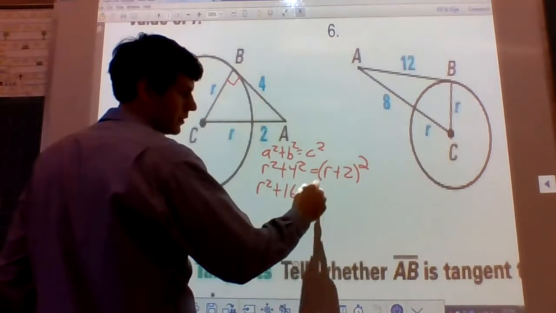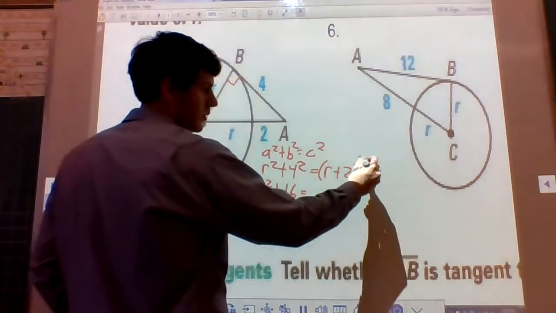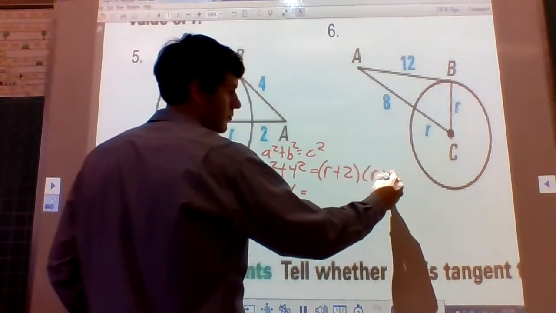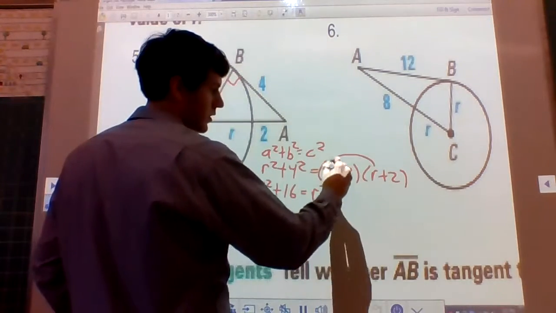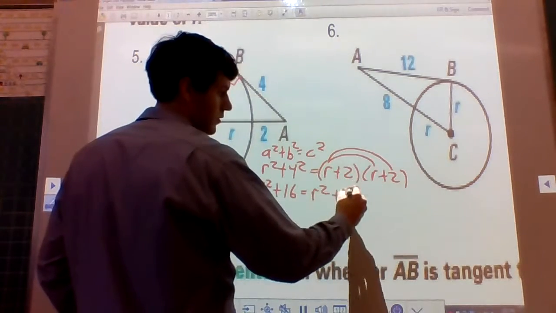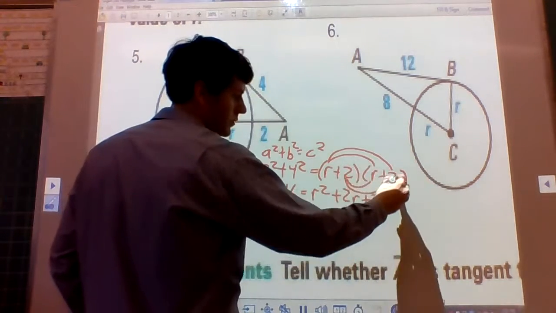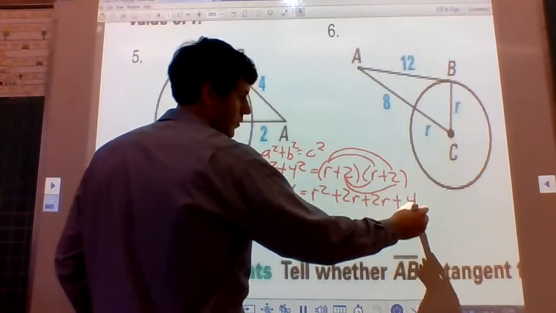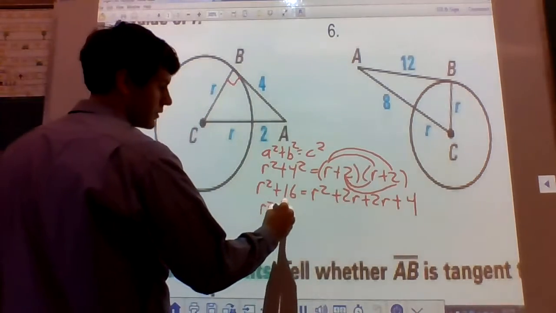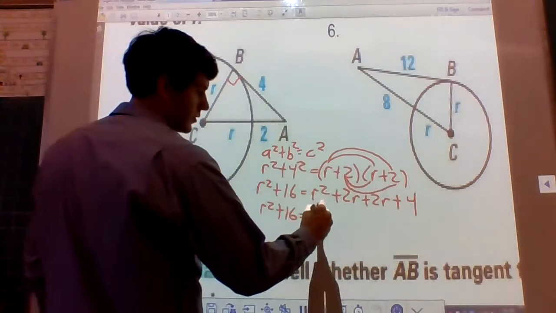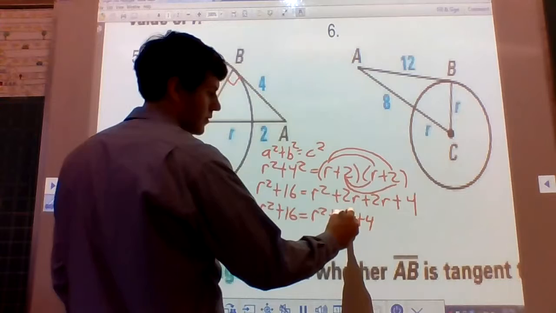Four squared is 16. This is really r plus 2 times r plus 2. So first is r squared, outer is 2r, inner is 2r, and last is 4. So we have r squared plus 16 equals r squared plus 4r plus 4.